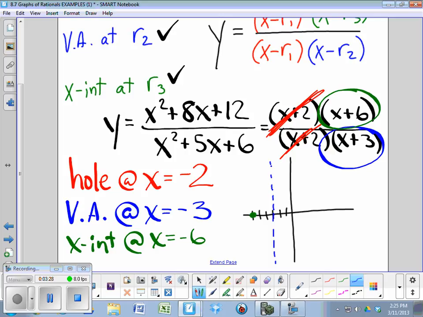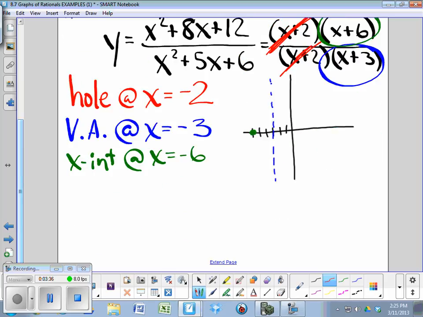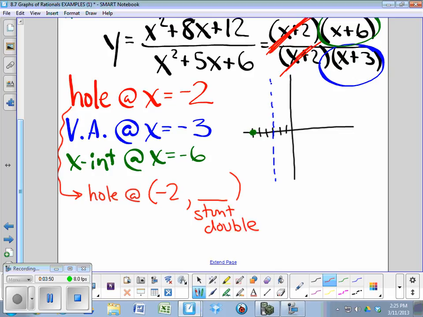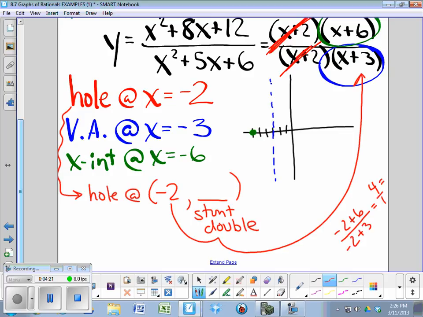Where would you find the hole? -2, comma, question mark. So there's like a follow-up. Where do you find the hole in the graph? The hole will be at -2, comma, do you remember this guy? Plug -2 into the stunt double. In other words, what do you get when you plug -2 into the remaining uncanceled stuff? Does that make sense? The stuff that doesn't cancel. What do you get when you put -2 in? -2 plus 6 is what? 4. On the bottom, -2 plus 3. 1. What's 4 over 1? 4. So that's where the hole would be, at -2, comma, 4.